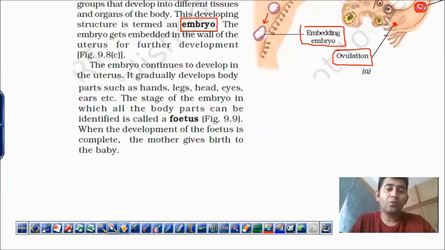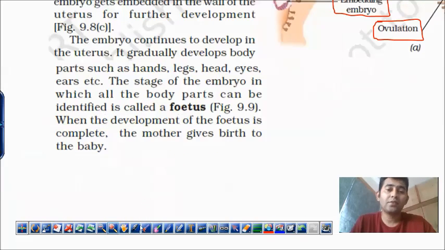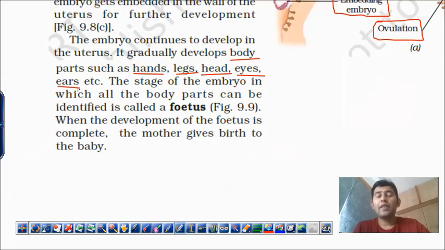The embryo continues to develop in uterus. It gradually develops a body. It develops hands, legs, heads, eyes, ears, etc. लेकिन जब 100% डेवलप नहीं होते हैं तब उसको फीटस बुलाते, और 9 महीने बाद उसको बोलेंगे बेबी when it is time for delivery.